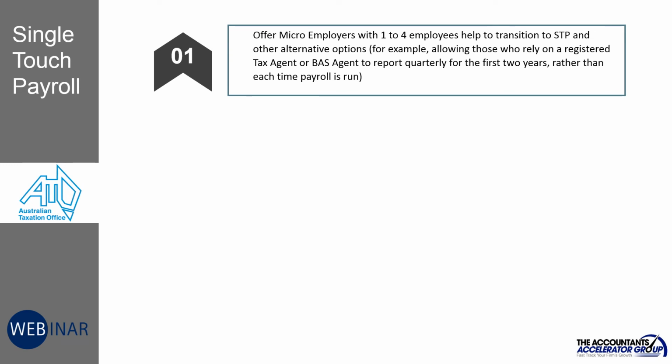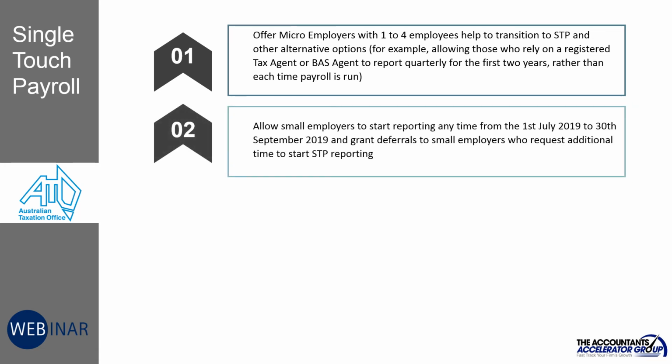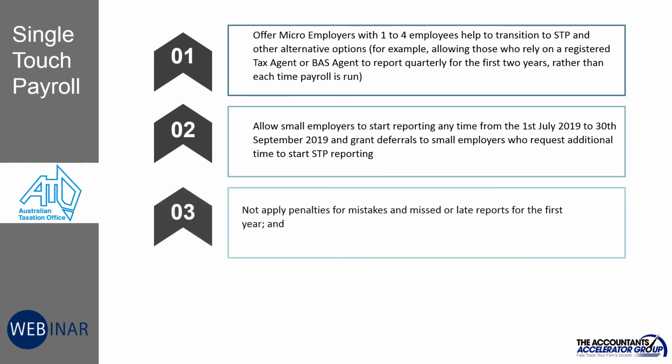To assist with the change, the ATO will: 1. Offer micro-employers with 1 to 4 employees help to transition to STP and other alternative options. For example, allowing those who rely on a registered tax agent or BAS agent to report quarterly for the first 2 years rather than each time the payroll is run. 2. Allow small employers to start reporting any time from the 1st of July 2019 to the 30th of September 2019 and grant deferrals to small employers who request additional time to start reporting.